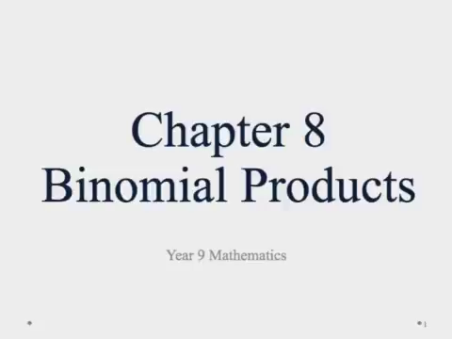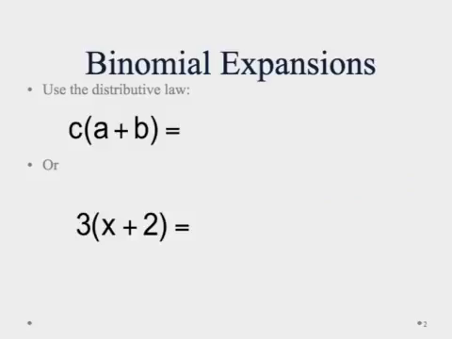This video is designed to remind you how to expand a binomial product using the distributive law. The distributive law means that essentially this C is multiplied across the A and the B in the expression that I'm working on here, and so we end up with the result CA plus CB.